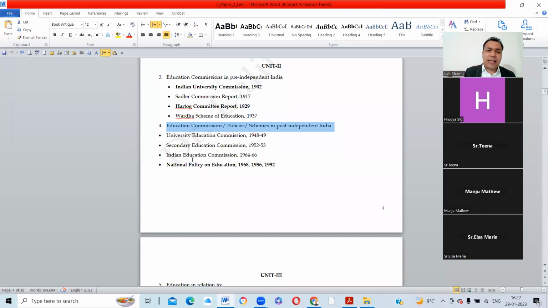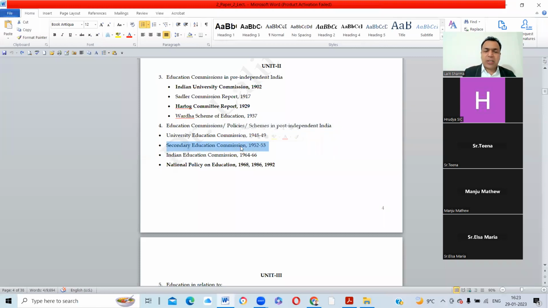Right after independence, some education commissions came, like the 1948-49 University Education Commission. So it talked about the university. What are the drawbacks? What are the delimitations? What are the lacking problems? What are the problems in the universities? So it talks about that commission.